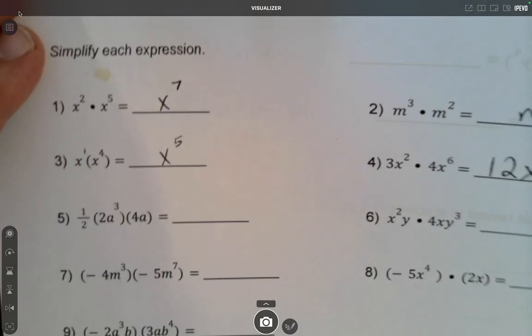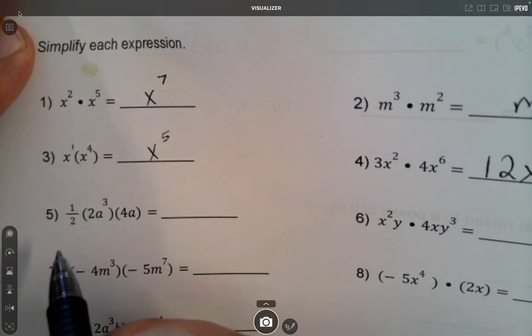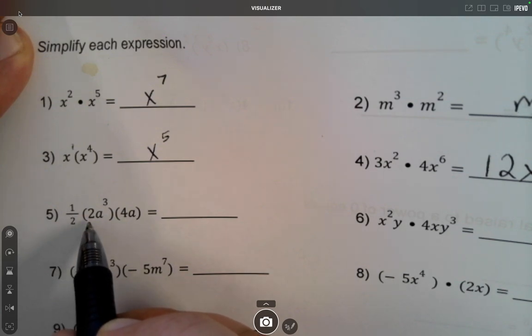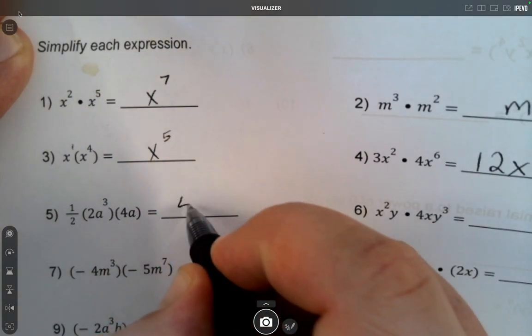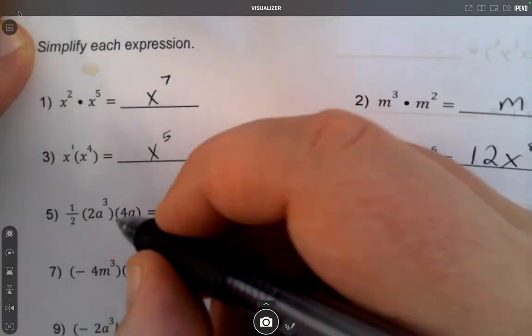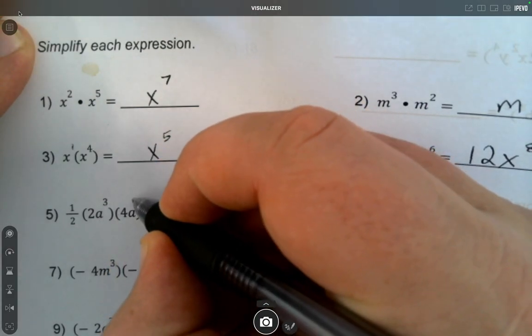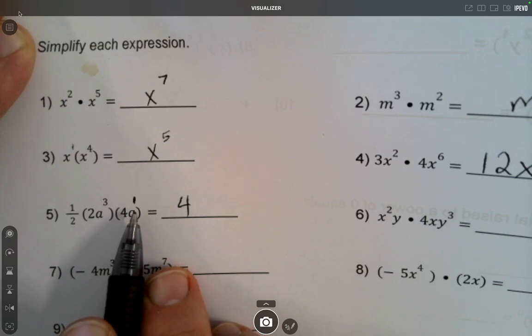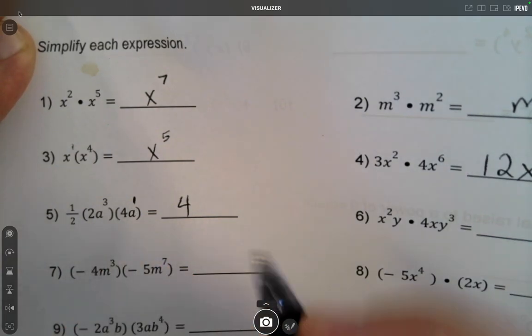Okay, so on number 5, I'm going to go ahead and do the coefficients first. 1/2 times 2 is 1. 1 times 4 is 4. Then I have the variables a cubed and a to the 1st. So don't forget there's a 1 that's understood when nothing's written. And 3 plus 1 is 4.